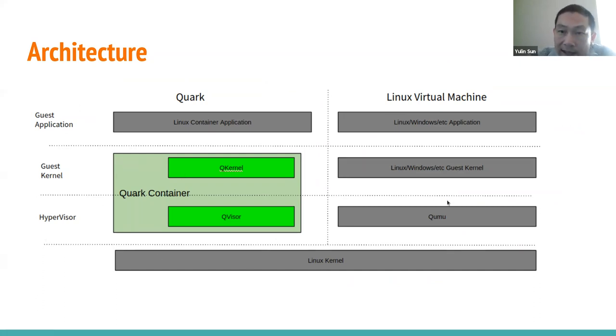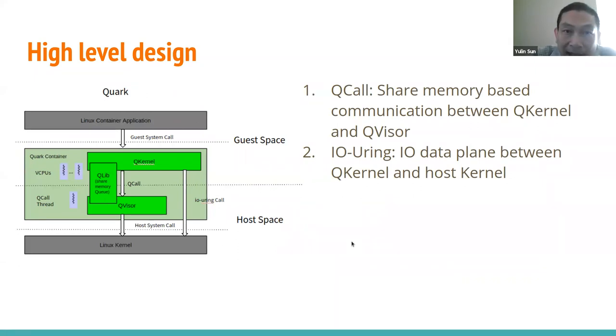Compared with the common Linux virtual machine solution, Quark develops a QKernel. It works as a Linux kernel and provides Linux compatible system calls to the Linux container application. On the VMM side, we provide QVisor. It works as a VMM and is different from the QEMU plus Linux kernel solution. QVisor can only support QKernel, and QKernel can only run with QVisor. And QVisor can only run inside KVM plus the Linux kernel, so we can do more optimization based on this more targeted architecture. This is our high level design.